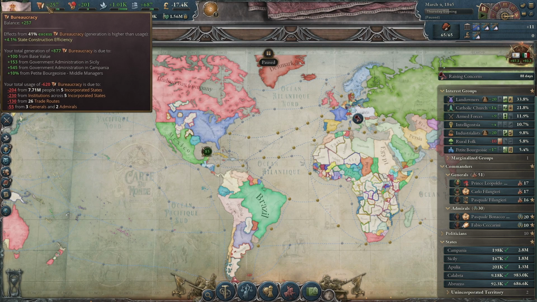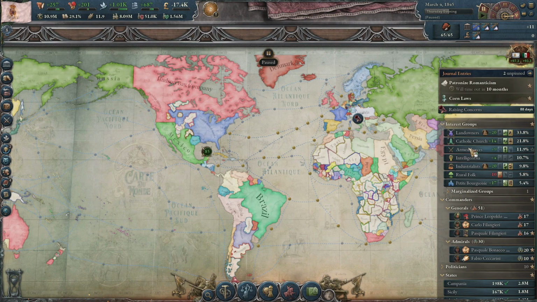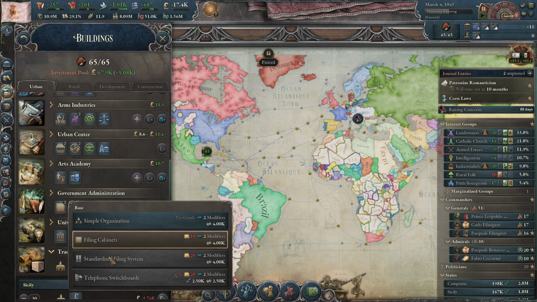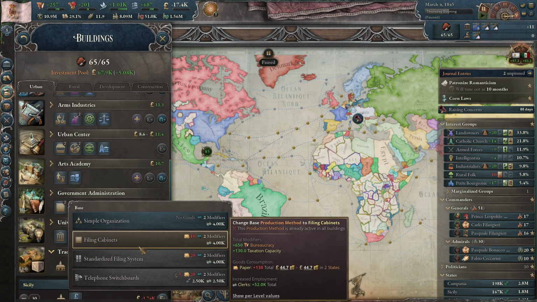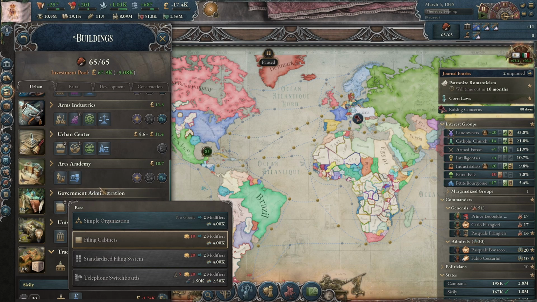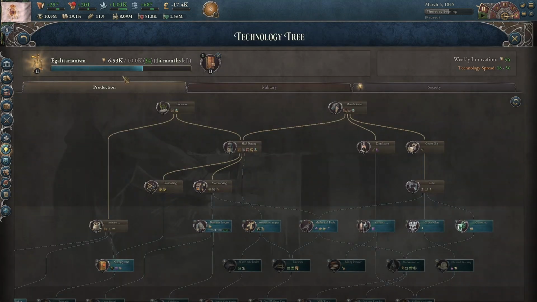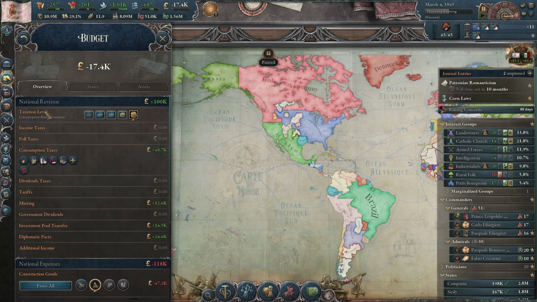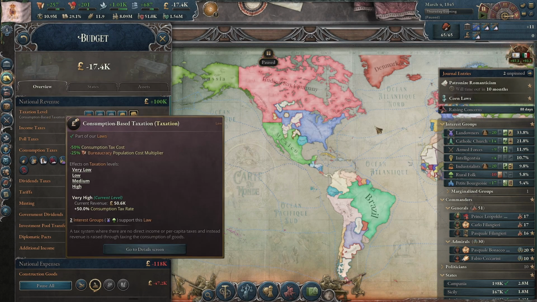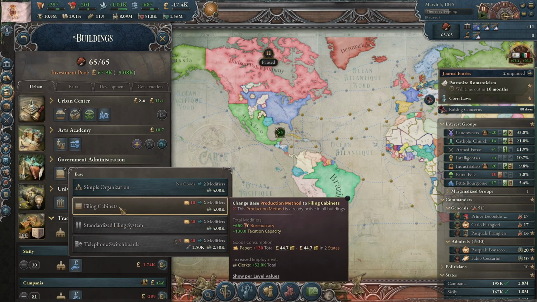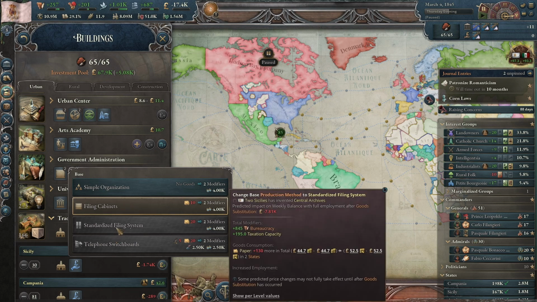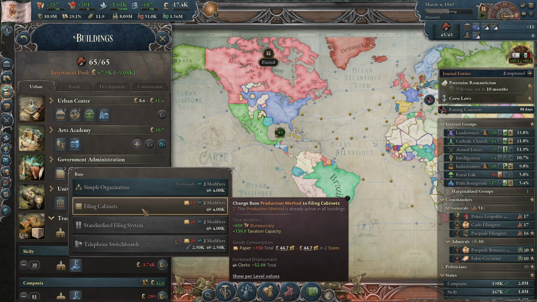But the biggest way to modify your bureaucracy, first, of course, is to get into free trade. But secondly, is to probably prioritize getting paper into your government administration building. In this case, we have delayed standardized filing systems, which comes from central archives, for just a little bit because we're trying to pick up egalitarianism here because, again, we got switched into consumption taxes by a movement. But once you can get into standardized filing systems, you can see here we get almost 200 more bureaucracy just out of the void for switching into standardized filing systems. It does mean a little more paper, but ultimately that's worth the cost.